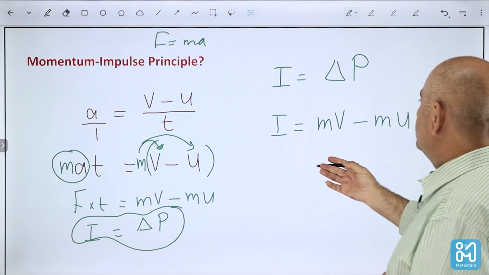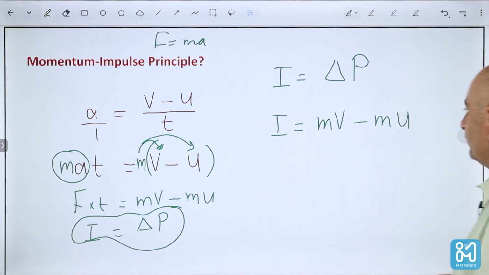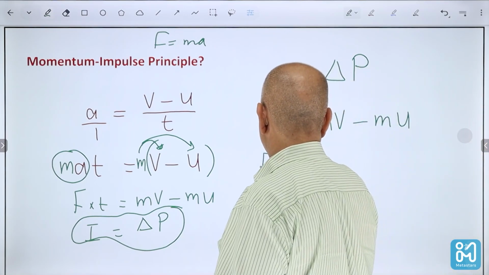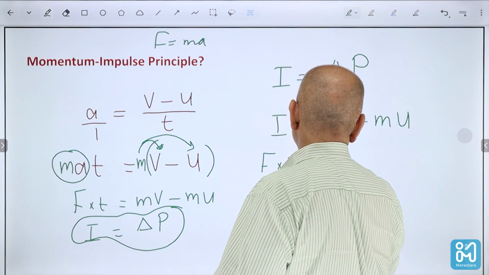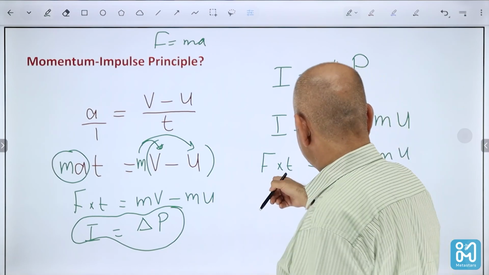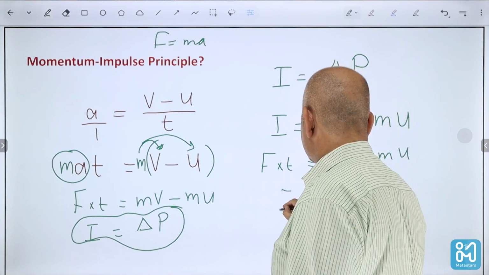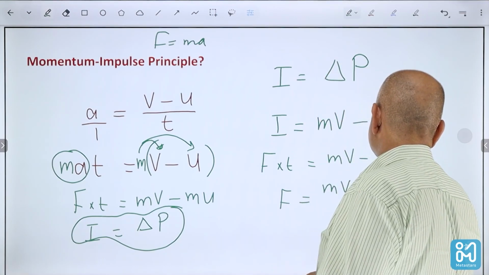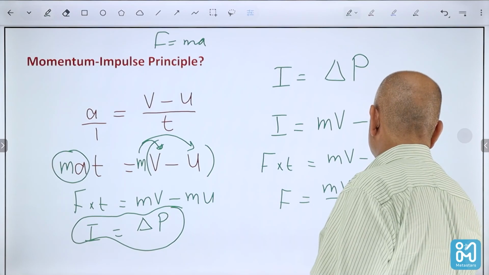Remember that. Impulse equals change in momentum. For that reason, for example, if the force is missing or the time is missing, from the change in momentum you can calculate either the force or the time. Because if you solve this for the force, the force being applied can also be obtained from (mv minus mu) over t.